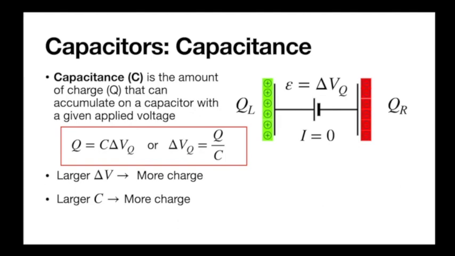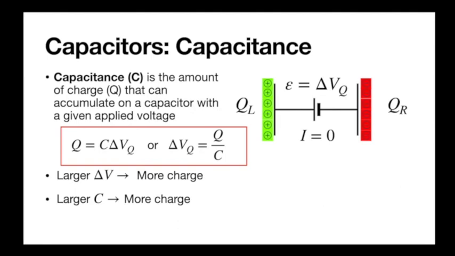And we can rearrange this equation too to solve for the amount of charge on a capacitor. If we think of delta V here as the voltage difference applied to a capacitor, so in equilibrium, maybe that is epsilon of the battery. If I have a larger battery connected and apply a larger delta V between the two plates, I'll get more charge built up. And if I increase the capacitance with the same amount of voltage, so if I make it easier to put charge on there, the same battery can pump more charge onto each plate.